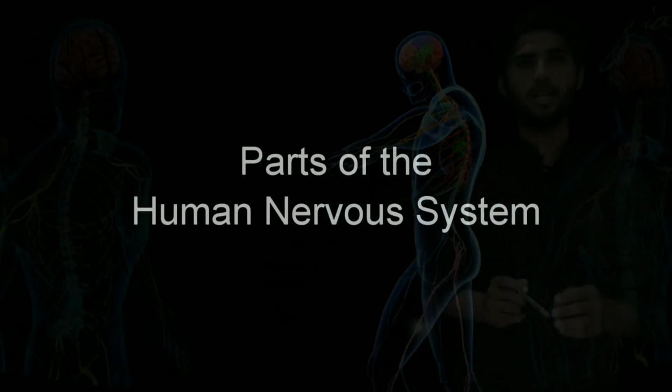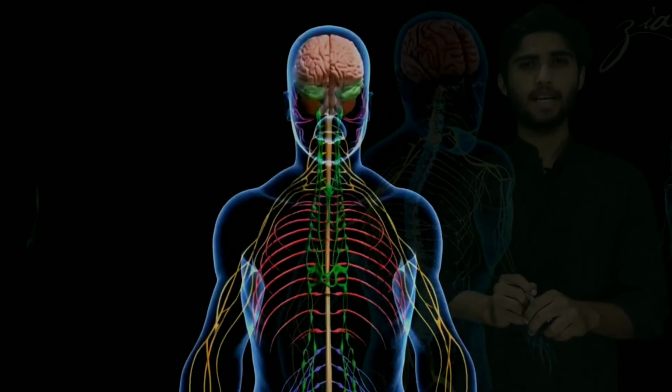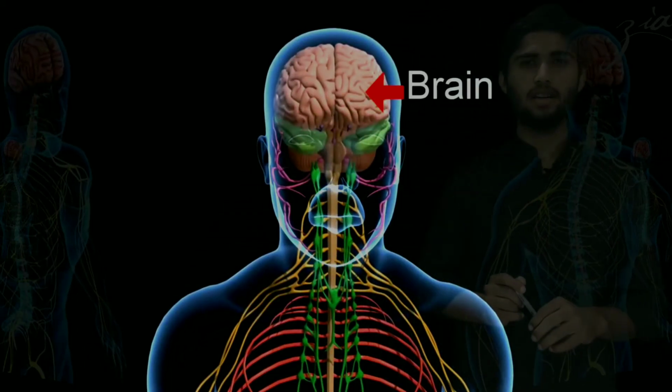Now we talk about the parts of the human nervous system. These are mainly the brain, the spinal cord and the nerves.